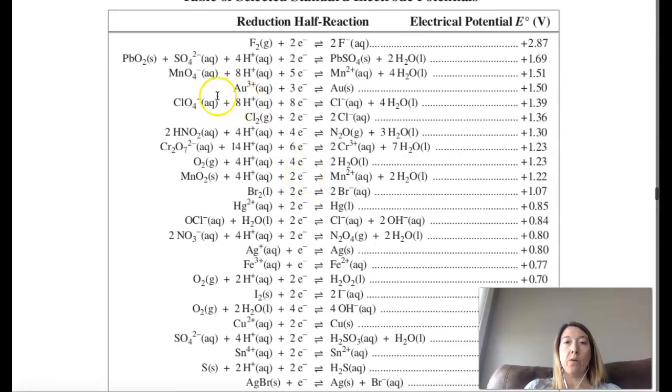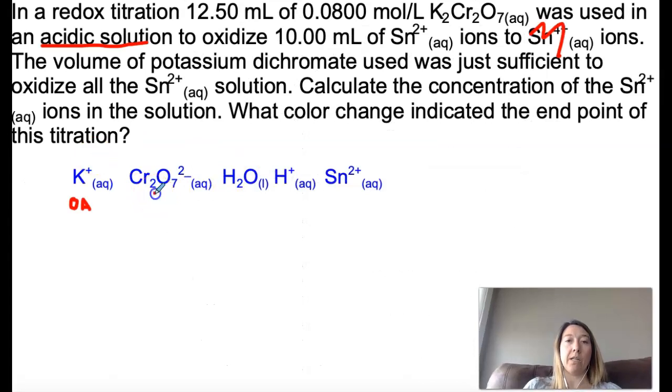So dichromate is way up here at the top. It requires hydrogen ions. This is why, like I was saying, we need to have it as an acidified solution, because if we didn't have that acid, I couldn't pick this because I would be missing a piece. Okay, so that means dichromate is also an OA.